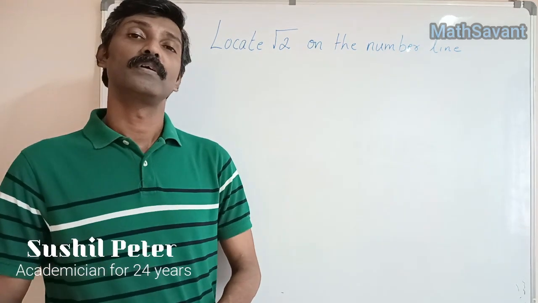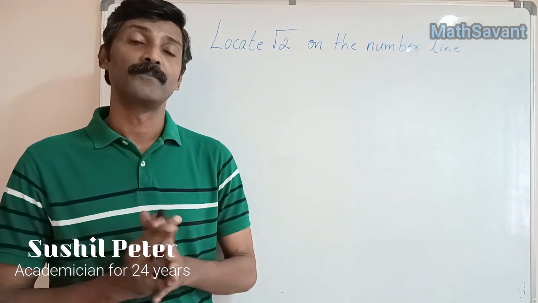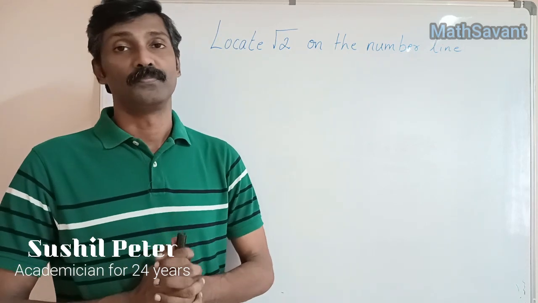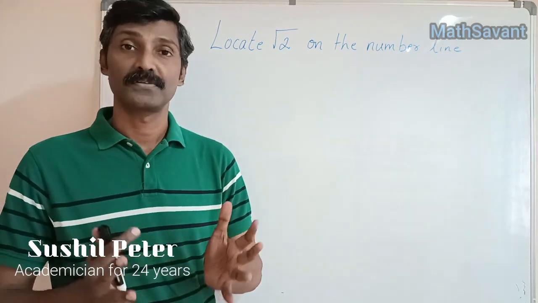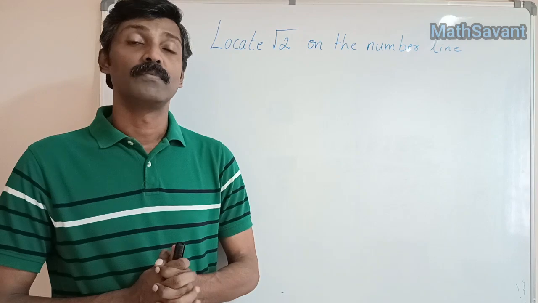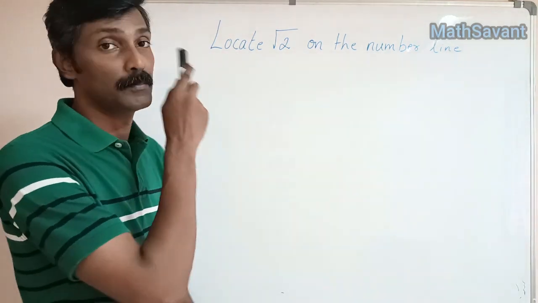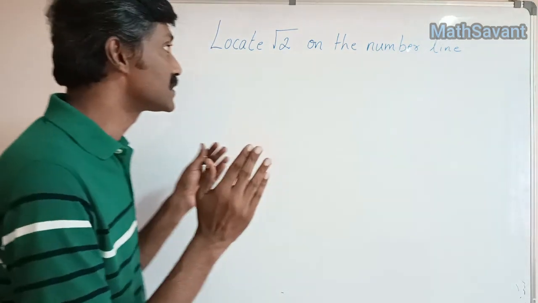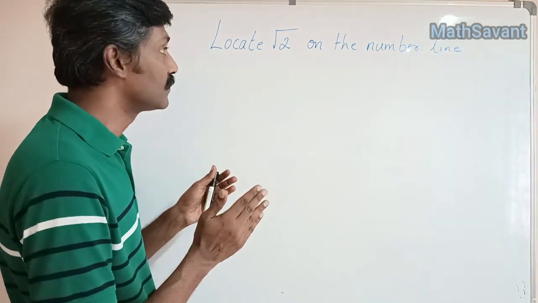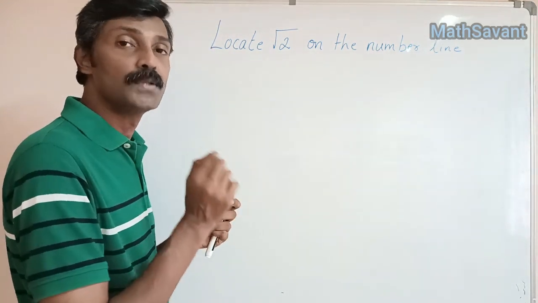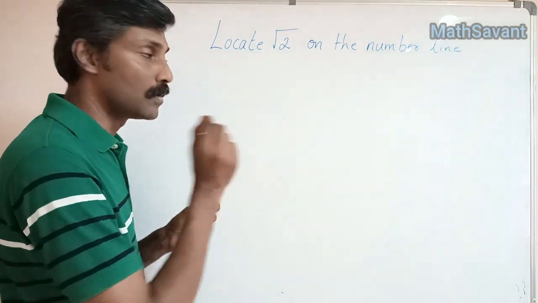So in this video we will learn how to locate the square root of 2, which we know is an irrational number, on the number line, right? So first let's draw the number line and then we will see how we can locate the value square root of 2 on the number line.